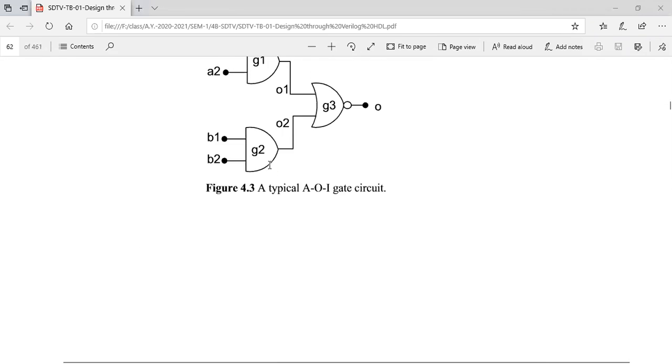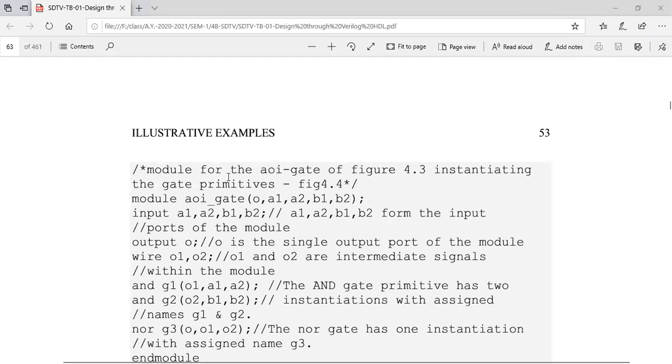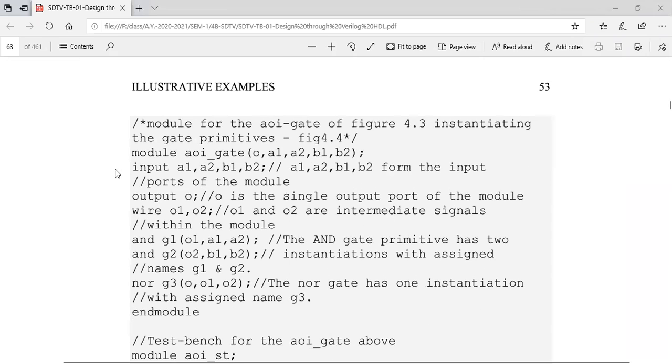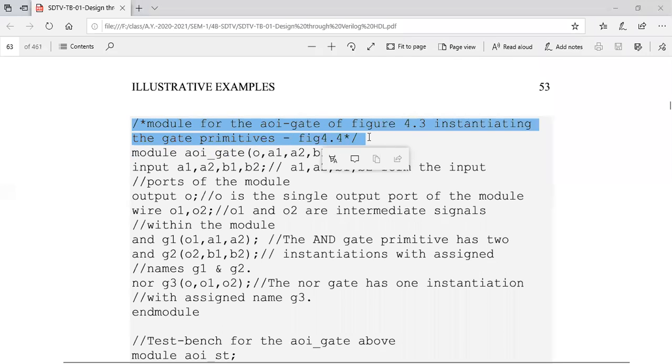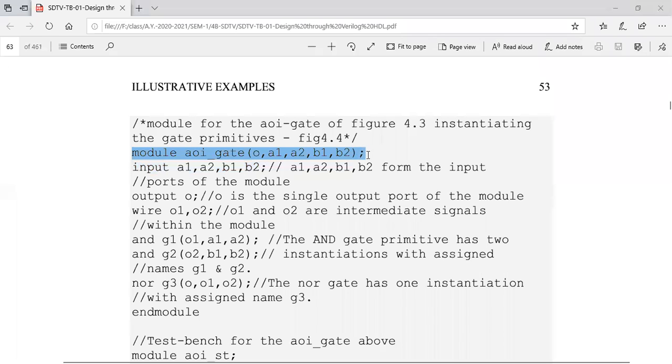So the figure we have seen here is 4.3. For that same thing, we are writing the program here. So see here, this is for the comment line. For multiple lines of comment, we use slash star, star slash, right? The content in between, from here to here, is just a comment. It doesn't execute in the compilation. So this is the module AOI gate.